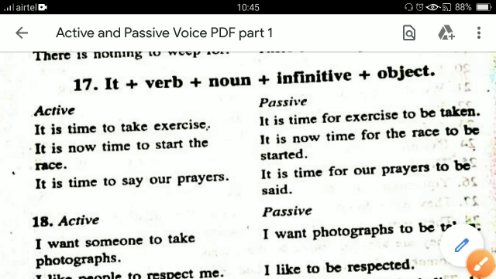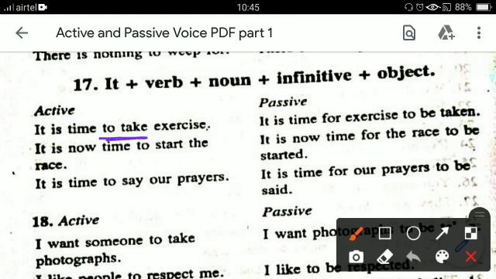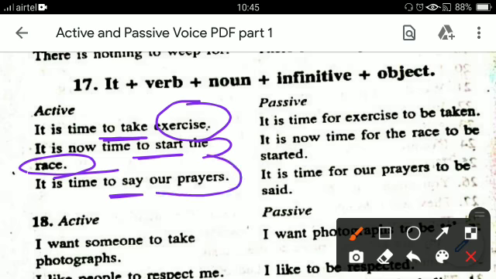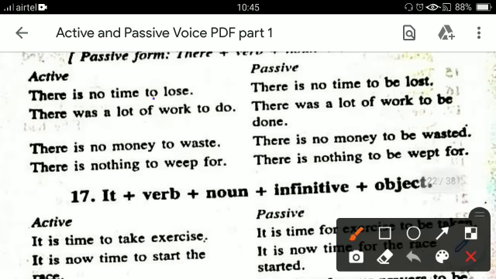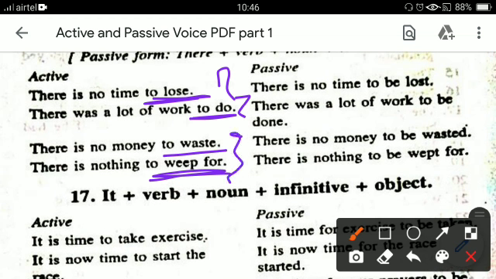Okay, you'll find that after to take, to start, to say, there is an object. There is an object here also. The race is an object and our prayers is an object. Here no object was there. After to lose, to do, to waste, to weep for, no object was given. Okay, so this is the difference between these two rules. Here you will not find any object, here you will find an object.